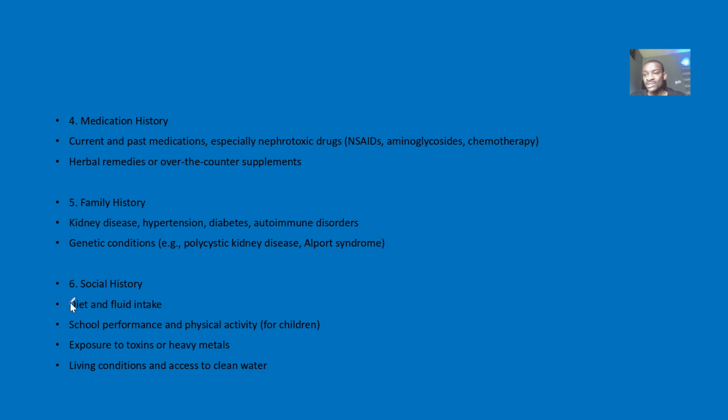Family history, you see if anybody in the family has gone down with any chronic condition or any kidney related issue. Then social history, you look at the diet and fluid intake. If it is a child, you look at the school performance, physical activity. You look at if they have been exposed to toxins. You look at their living conditions. Okay, do they have good water?